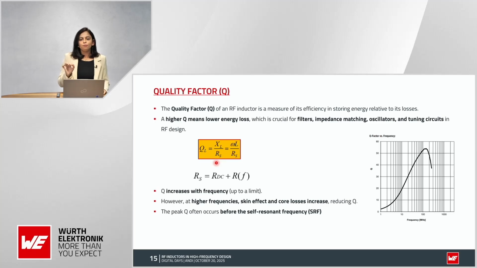Now, this Q factor increases with frequency. But at one point, as we see here, the Q factor increases with frequency, but then it starts dropping. Why does it happen? Because when we go towards higher frequencies, more losses come into play, and the skin effect also comes into play, leading to more and more losses and a reduction in the quality factor. Now, the peak quality factor often occurs before the self-resonant frequency.